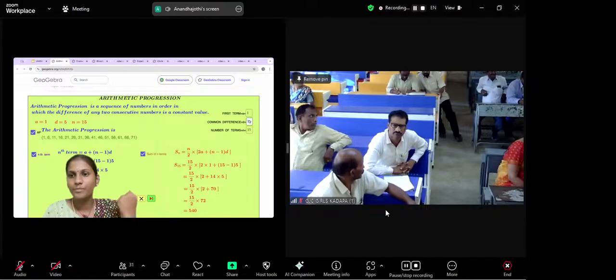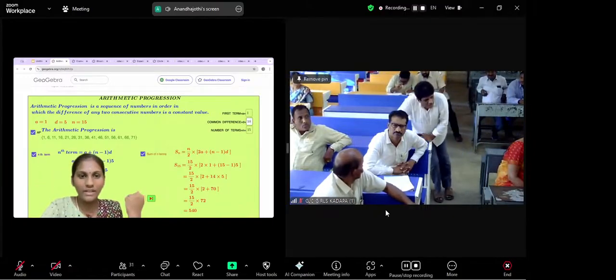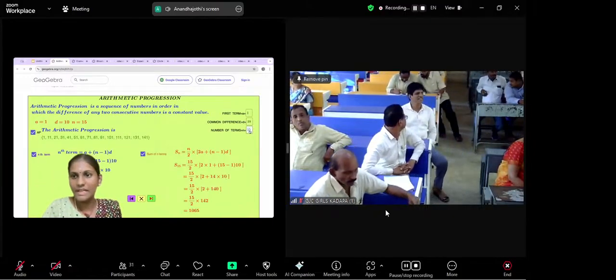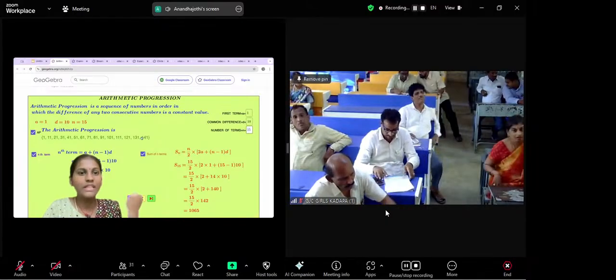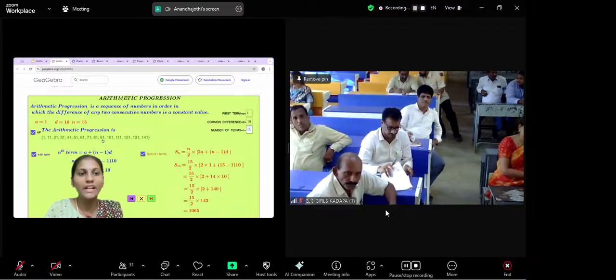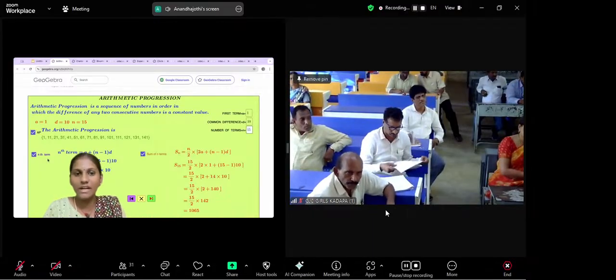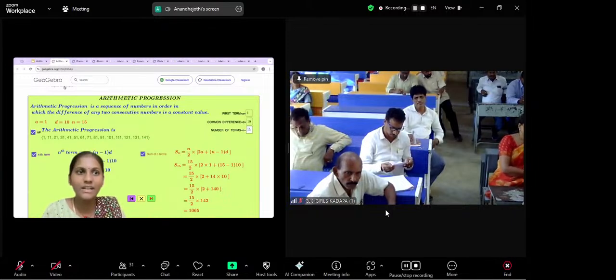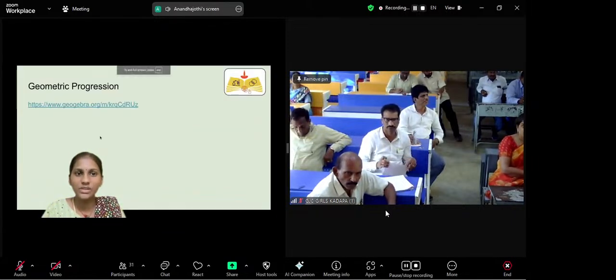See, instead of 5, I am giving 10. Within a fraction of seconds, a new arithmetic progression is created with a difference 10, right? We can see the entire progression here, right? So the next thing is for GP.